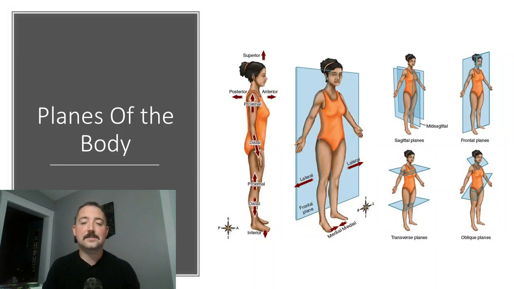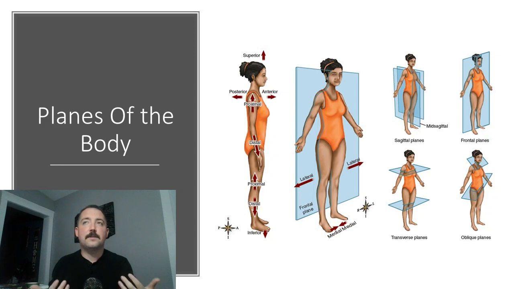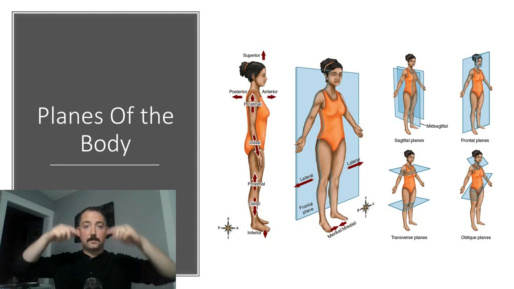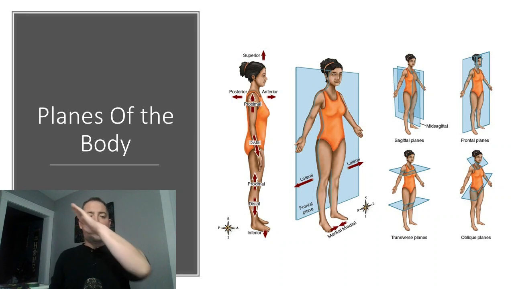Last thing I'll touch on in this lesson is the planes of the body. If we were to divide the body into 2, say front and back, we would be dividing it in what's called the frontal plane. If we split it from left to right, so this way, that will be the sagittal plane. Top and bottom, so cutting it here, up and down, that will be the transverse plane. And if we divided it on an angle, that would be the oblique plane.